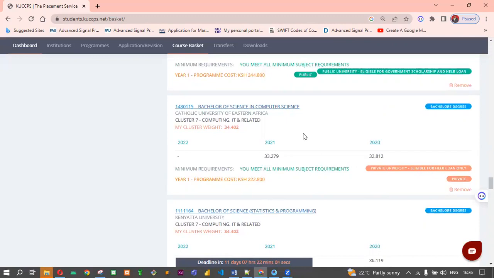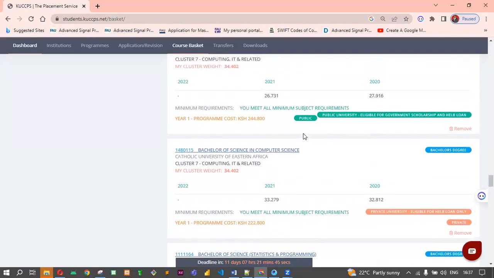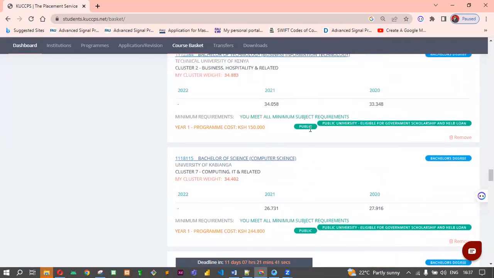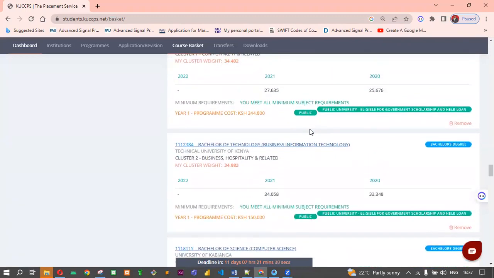But remember, the government is also facilitating you with other bursaries and other loans, so that maybe you only pay 4,000. So I advise that you become very critical and only pick the public universities. And these public universities are here. I've given you University of Kabianga. There is Jomo Kenyatta here. There's Technical University of Kenya. You can see that, and so on.